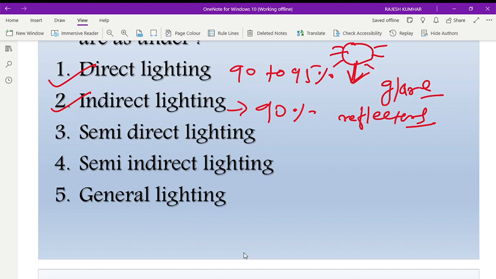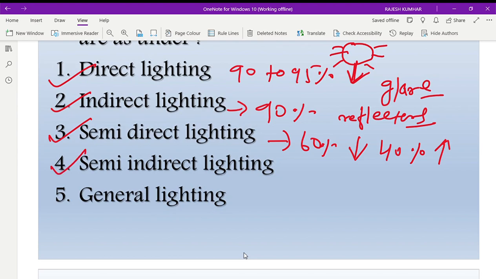Okay, the third type is the semi direct lighting scheme. Semi direct lighting means that 60% of light is directed downwards, and 40% of light is in the upward direction. This type of lighting provides a uniform distribution of light and is best suitable for rooms with high ceilings. Where the ceiling height is high, in those places we use semi direct lighting schemes.